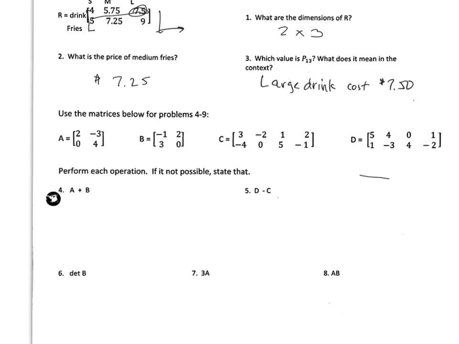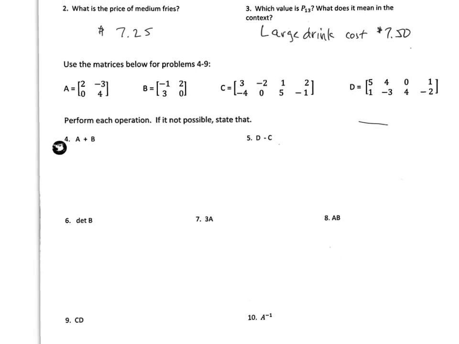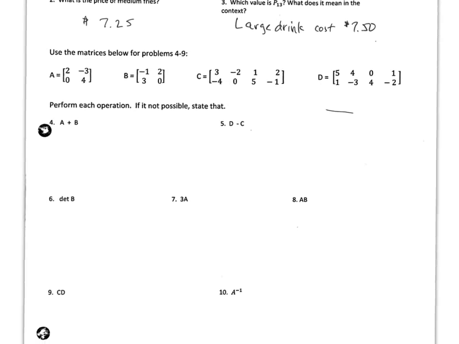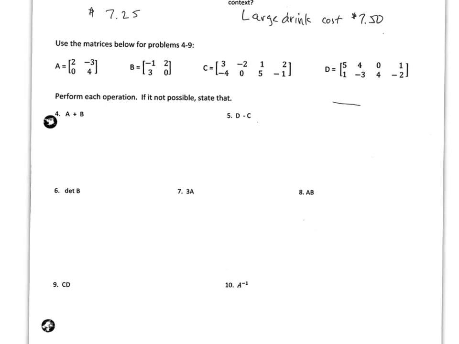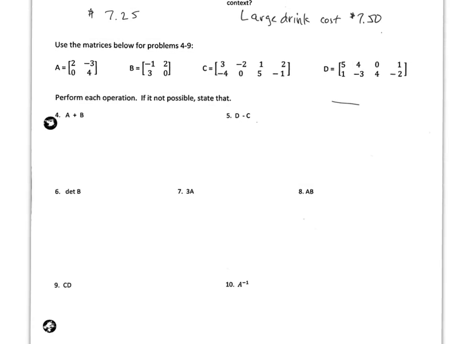Now this is how the quiz will be set up, where you'll just be given a bunch of matrices to use, and you use those same matrices over and over again. If it's not possible to do the operation, then just write that it's not possible. You can show as much or as little work as you need. Some of these obviously don't require much work at all.